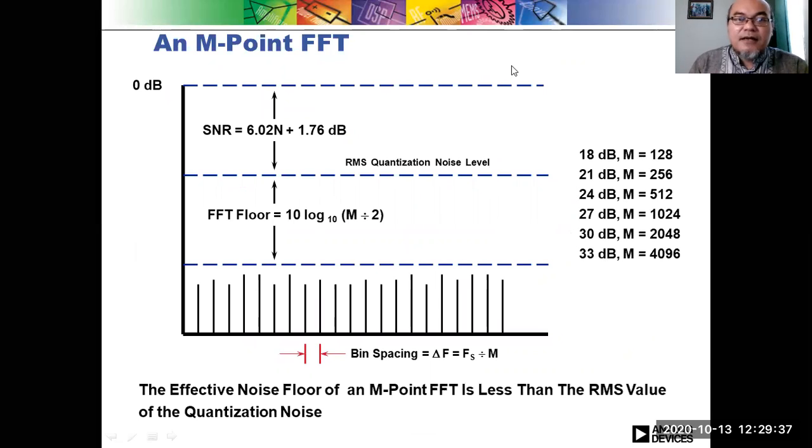So this is an M-point fast Fourier transform. Here you have the signal to noise ratio, with the formula that we derived earlier in the previous slides. And this dash level is the RMS of the quantization noise level. The floor will be 10 log 10 of M divided by 2, where M here is the number of quantization steps. The effective noise floor of an M-point FFT is less than the RMS value of the quantization noise.